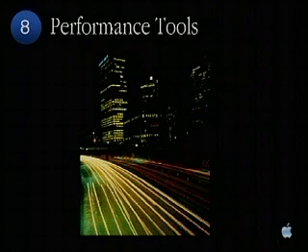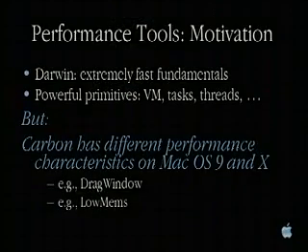Number 8, performance is, of course, a key concern of ours. We always work towards that, and I'd like to motivate that a little. We have a great, powerful engine. That's Darwin, that's the core OS. It has extremely fast fundamentals. It has unrivaled throughputs. We have great primitives.